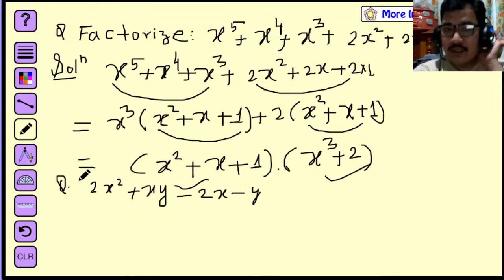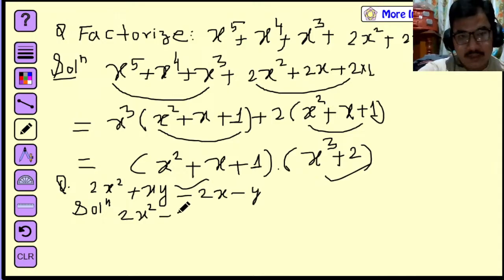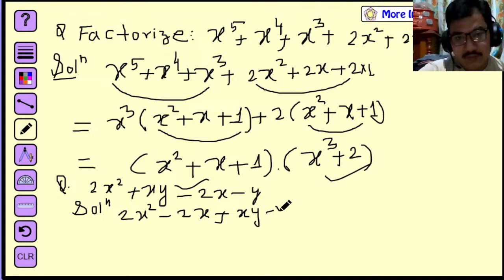Look here, I suggest here is 2, here is 2. That's why I try to keep them together, so that it will be easier. Or directly we can take x common also. But the easier way is to keep 2 together. Solution: here 2x square minus 2x, so that we can take 2x common, and now the remaining plus xy, then the last one, minus y.